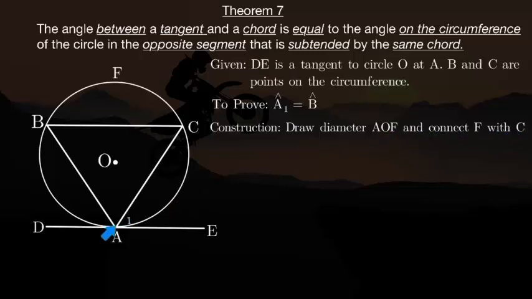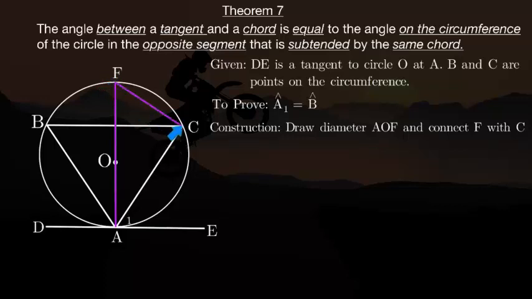Now here we go. So here is the point where the tangent touches our circle, and now we have to draw a diameter. So it goes all the way up through the center of the circle to the other side of the circle on the circumference. Then we call this point F. You can call it any letter. So I called it point F, and then I'm going to connect F with point C.